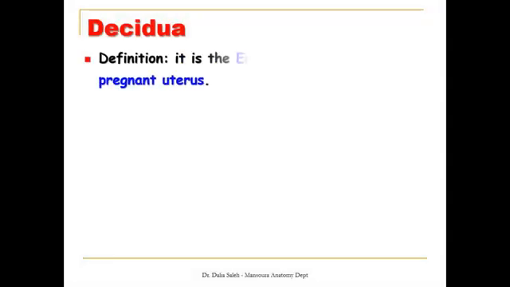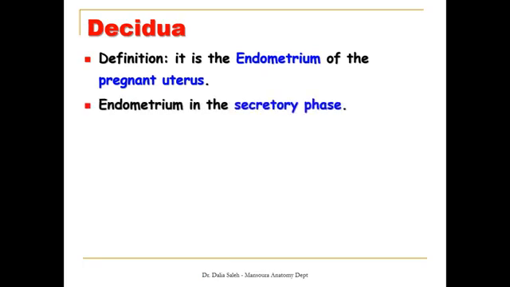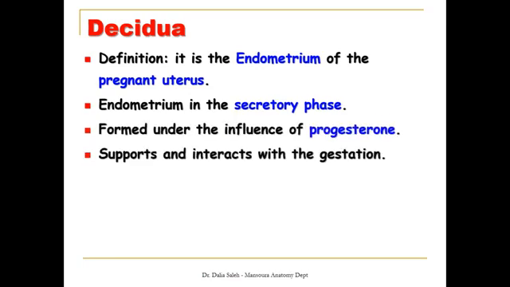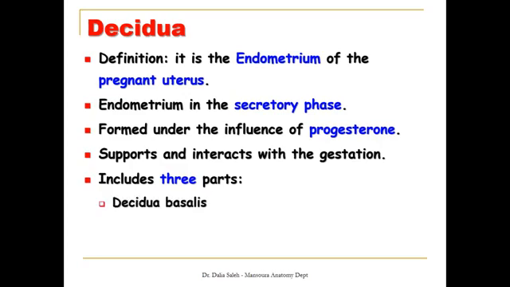Now let's discuss the decidua. The decidua is the endometrium of the pregnant uterus. It is in the secretory phase. It's formed under the influence of progesterone. The function of the decidua is to support and interact with the gestation. It includes three parts: decidua basalis, decidua capsularis, and decidua parietalis.